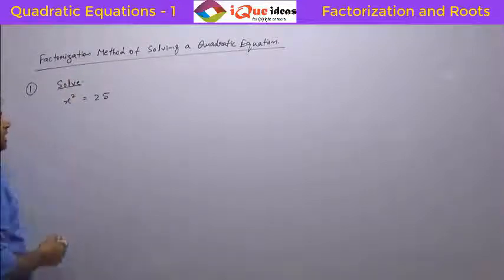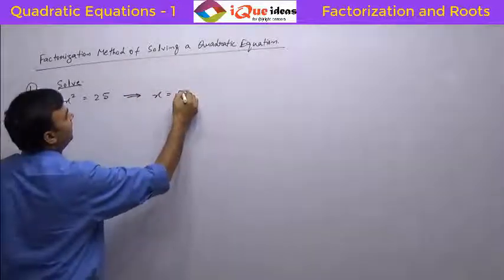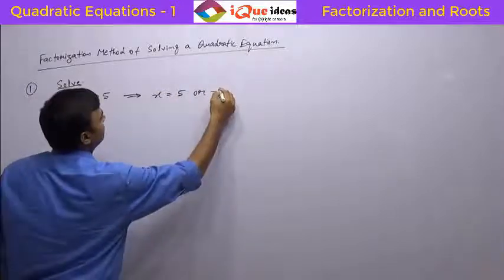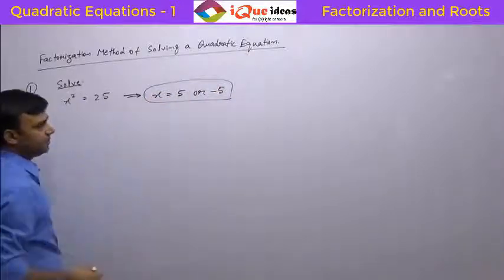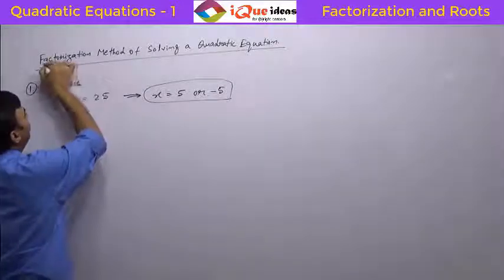Now, this is very easy to understand because from here we can directly say x equal to 5 or minus 5, because we know that 25 is 5 square, so it is either 5 or minus 5. Right? So here we already know. So how do we apply factorization here?